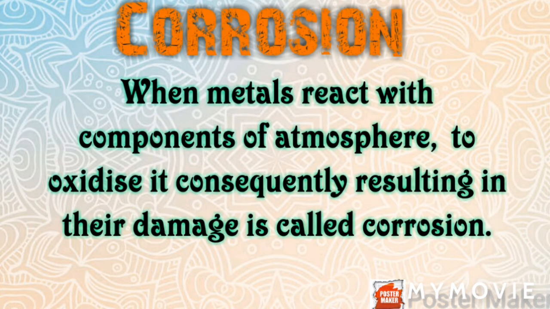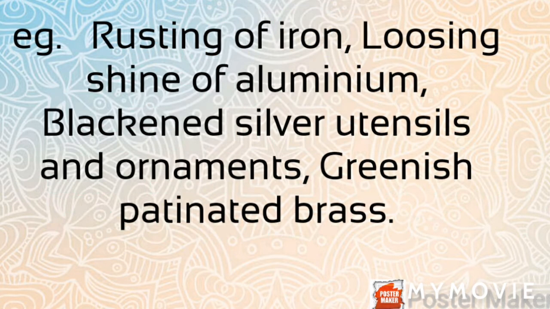Corrosion. When metals react with components of the atmosphere and get oxidized, consequently resulting in their damage, it is called corrosion. Examples: rusting of iron, losing shine of aluminium, blackened silver utensils and ornaments, greenish patinated brass.